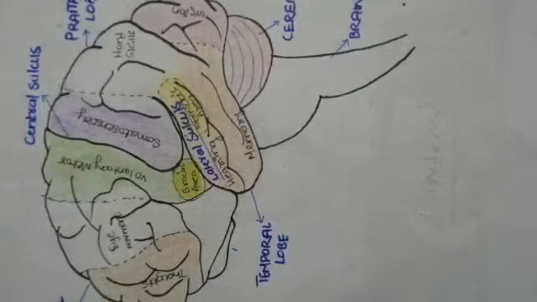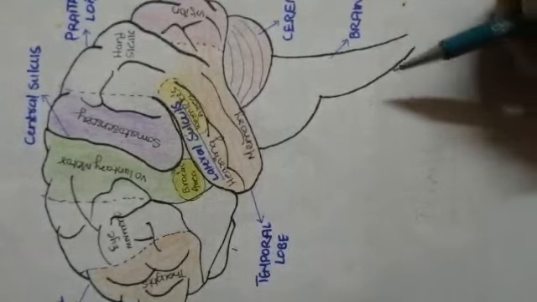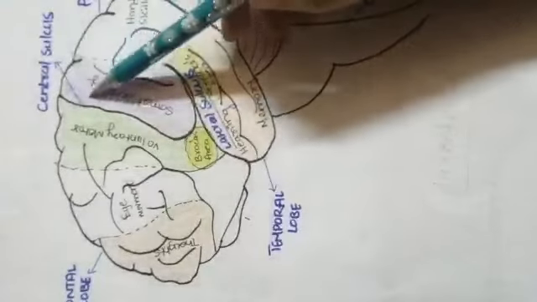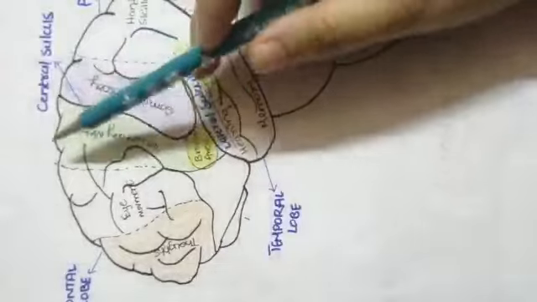Now here you can see I have drawn a diagram that is going to explain very easily what the functional areas are, what the main areas are and the gyri that you have to remember. So first we have to know what the sulci are. The main sulcus, the central sulcus, is present here, and it divides the main lobes, the frontal lobe anteriorly and the parietal lobe posteriorly.